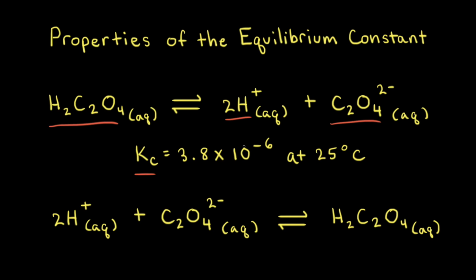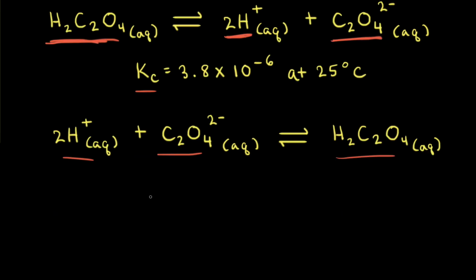For example, let's reverse everything. So instead of having oxalic acid on the reactant side, let's have it on the product side. And instead of having H plus ions and oxalate on the product side, let's put them on the reactant side. Since we've reversed the reaction, there's a new equilibrium constant. So we're going to write Kc for the reverse reaction is equal to, and to figure out the value for the new equilibrium constant, since we reversed everything, we take the inverse of the original equilibrium constant.